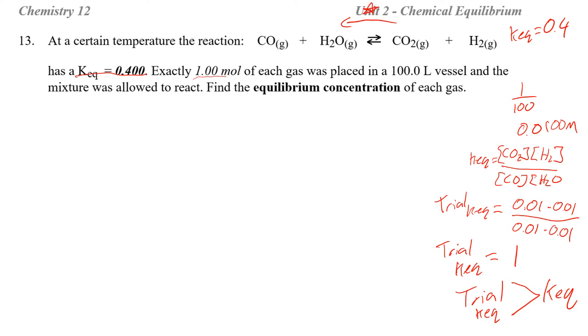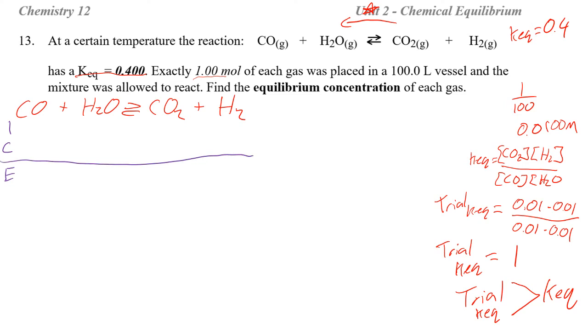Okay, now I'm going to make my ice table. So I'm going to write my whole equation again, CO plus H2O, CO2 plus H2. I'm going to choose a different color. We're going to go purple for ice. Actually, you know what? I'm going to go blue. I'm going to fill in my ice table.